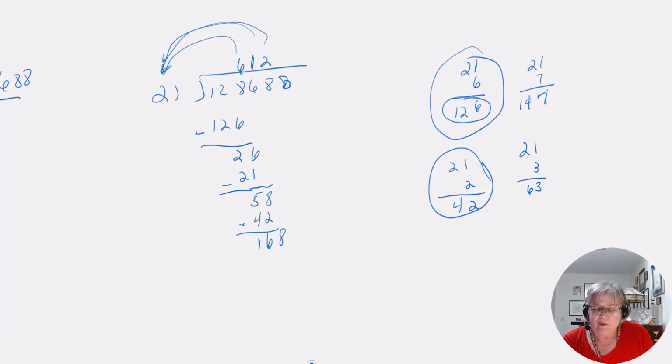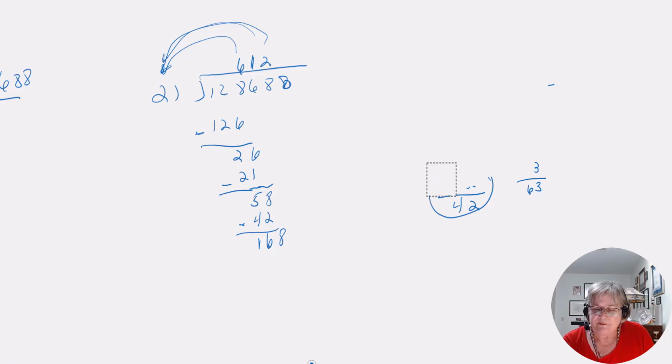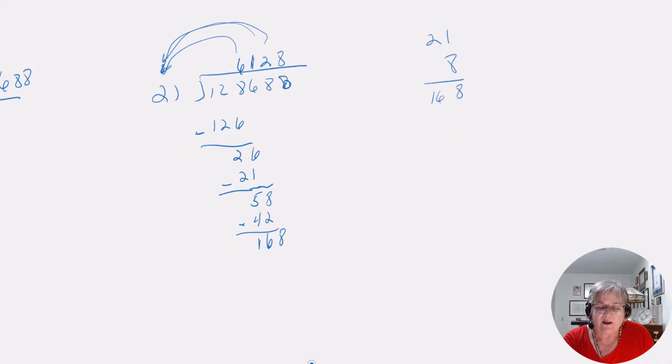Now, what do you think we can multiply 21 by to get as close as possible to 168? So let's try 8, because 8 times 2 would give me the 16. So what would be 8 times 21? 8 times 1 is 8. 8 times 2 is 16, 168. That's perfect. So this is 8. 8 times 21 is 168. We just did that. Subtract to see what's left. Okay.